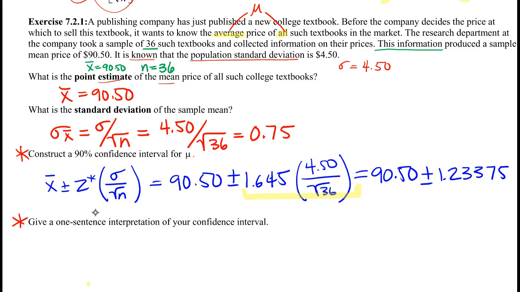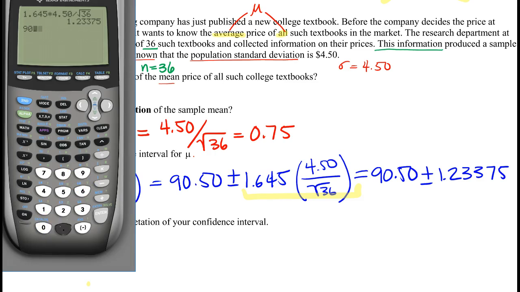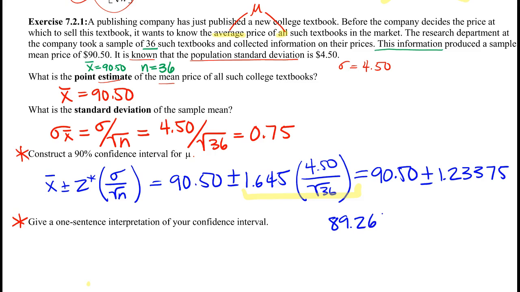Normally I like rounding to 4 decimal places. Here with that 5 at the end, it's always funny whether you round up or down, and there are rules if you're in a chemistry class. So I will just keep them here, and then I would do my addition and subtraction with the whole number. So 90.5 minus that answer and 90.5 plus 1.23375. So we got 89.26625 up through 91.73375.